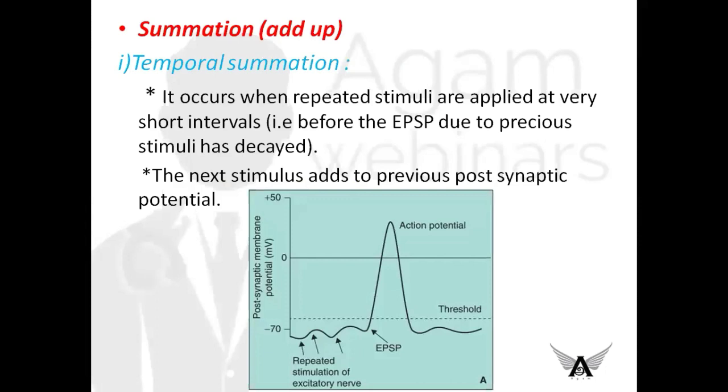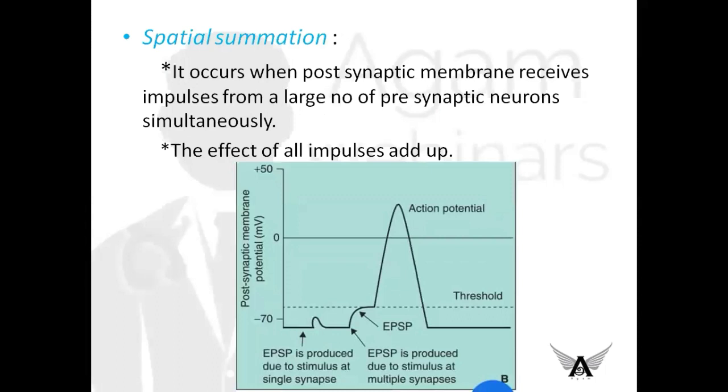This type of summation is called temporal summation. Next type is called spatial summation. It occurs when the postsynaptic membrane receives impulses from a large number of presynaptic neurons simultaneously. For example, a neuron A has 50 presynaptic neurons. When all these presynaptic neurons are fired simultaneously, the EPSPs from all the presynaptic neurons will add up, and this type of summation is called spatial summation. And in this graph, whenever more presynaptic neurons are creating an impulse, the potential reaches the threshold and even an action potential may be fired.